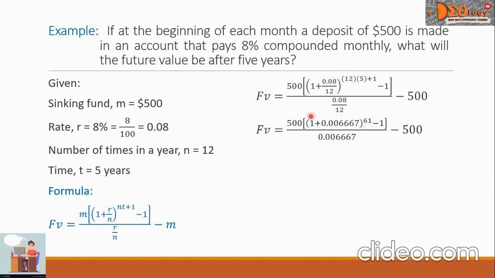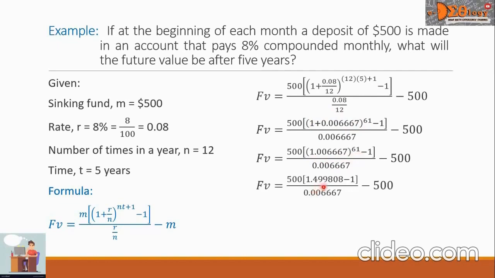And then, inside this grouping symbol is the constant one plus the pure decimal. We'll just combine them together. So we have 1.006667, and this value now is raised into 61. Using our calculator, the value will be 1.499808. And then we will subtract this decimal by the constant 1.